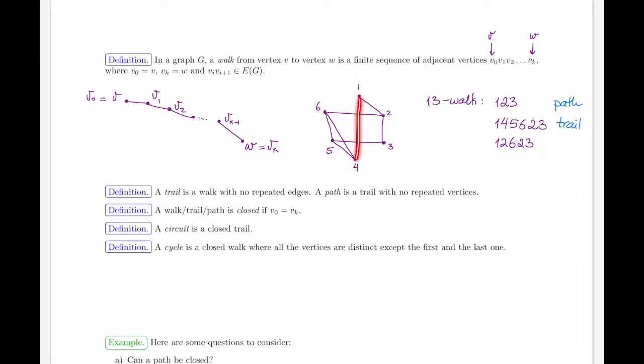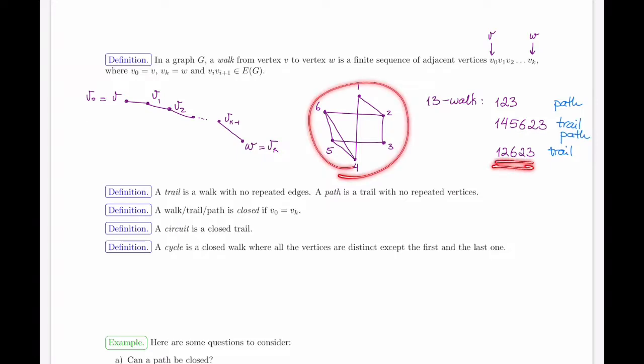I went 1, 4, 5, 6, 2, 3, right? I did not repeat anything. So this one is also a path. And it's the last example here where I have repeated a vertex, but I did not repeat edges. So this one is in fact a trail. Okay? Think about other examples of these words being used. Maybe come up with a few examples of walks, paths, and trails on this graph in order to see how to actually utilize those words.